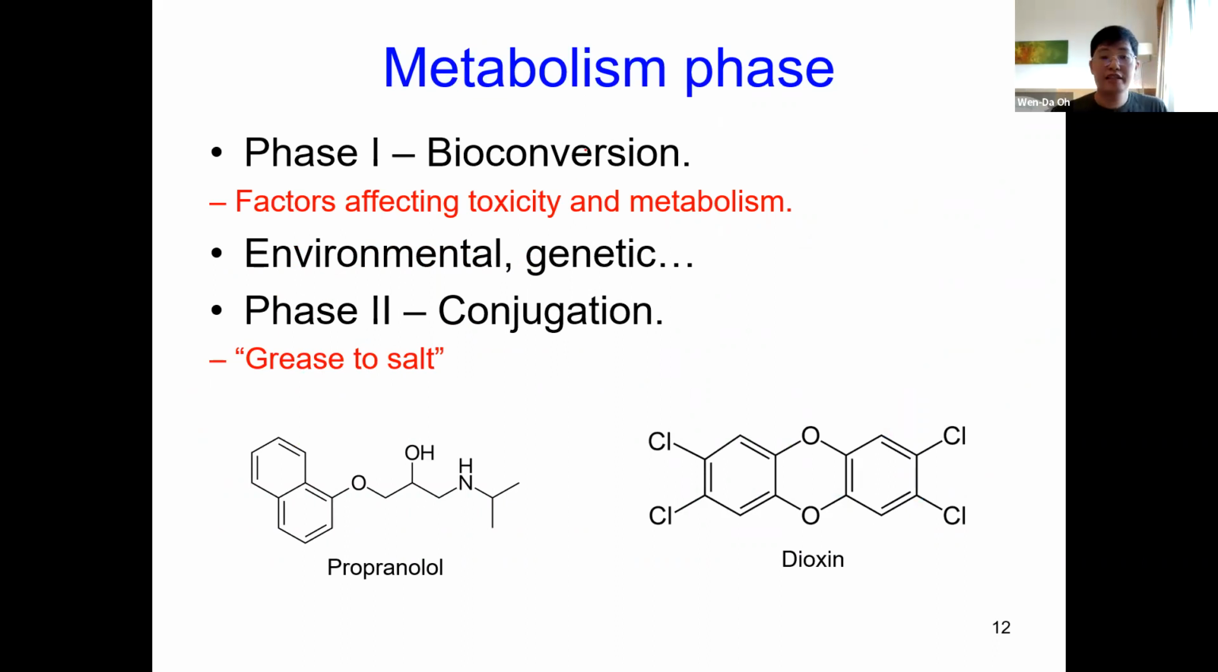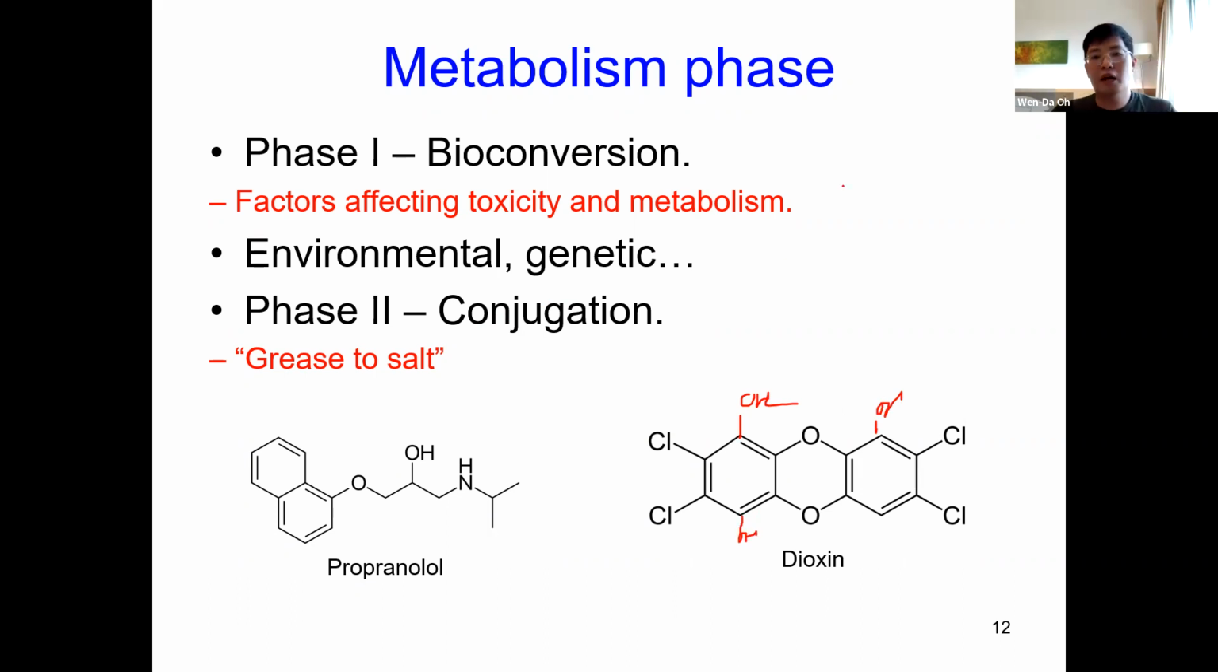So the third phase of toxicokinetics is the metabolism phase. In this phase, we talk about chemical reactions, right? We talk about how a particular toxicant can be converted to something else. For example, look at this dioxin. Dioxin is a chemical that is lipophilic, which means that it is not soluble in water. So if we want to improve the solubility of this dioxin, what we can do is introduce an OH group in this dioxin molecule, right?